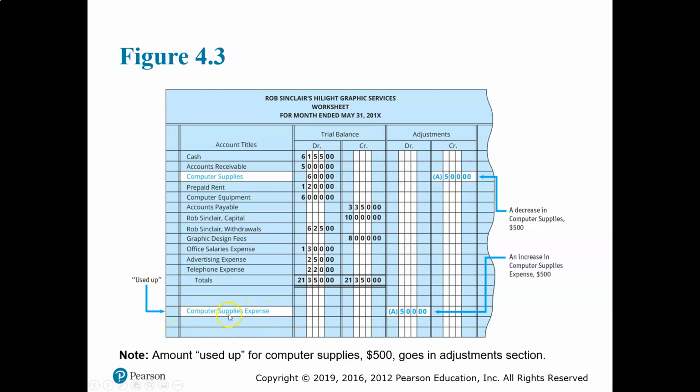Computer supplies expense was not on our original trial balance, so any accounts that aren't on our original trial balance, as we do adjusting entries, we just add them down here at the bottom. Okay, so it was a decrease in computer supplies, $500, so we credit it. It was an asset, we're reducing it, so we credit it. An increase in computer supplies, we debit it.